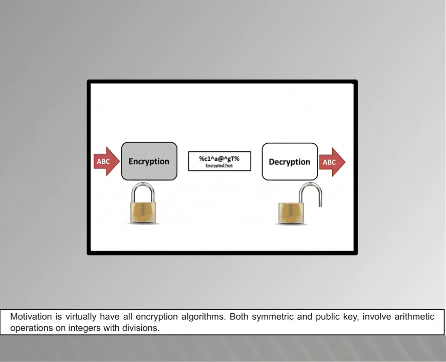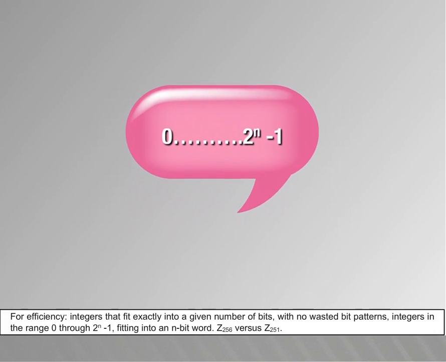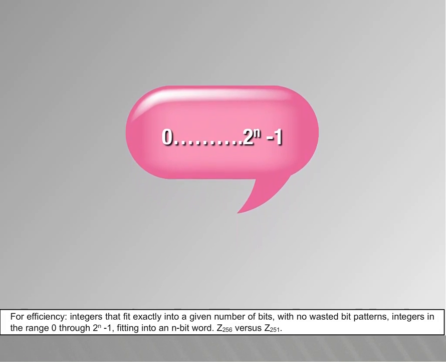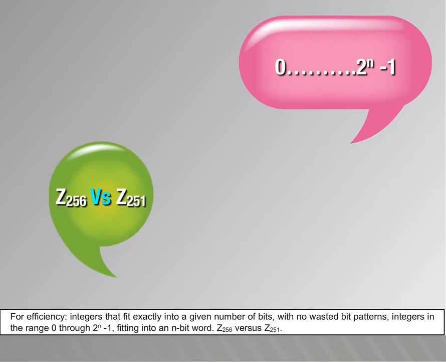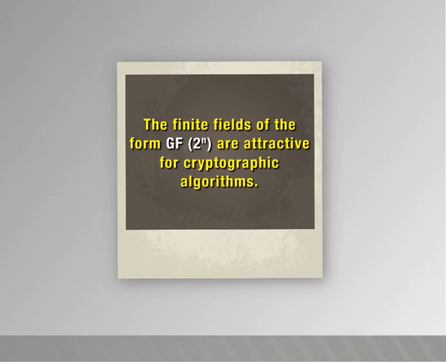Motivation: virtually all encryption algorithms, both symmetric and public key, involve arithmetic operations on integers with divisions. For efficiency, we want integers that fit exactly into a given number of bits with no wasted bit patterns, that is, integers in the range 0 through 2 power n minus 1, fitting into an n-bit word, Z256 versus Z251. The finite fields of the form GF of 2 power n are attractive for cryptographic algorithms.